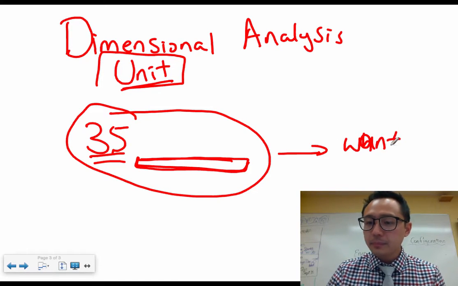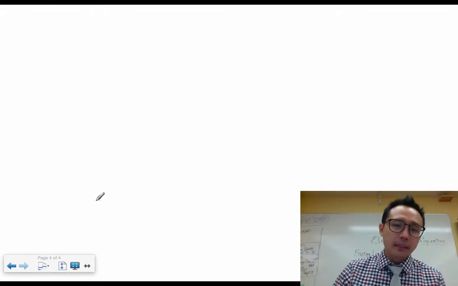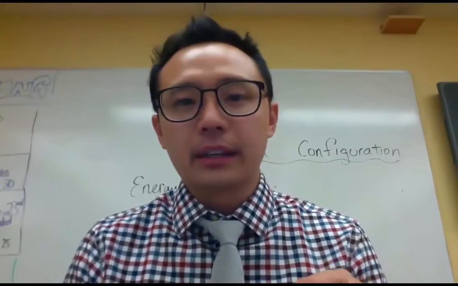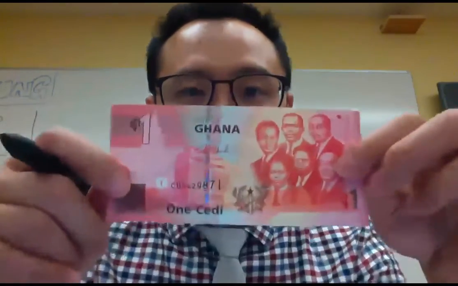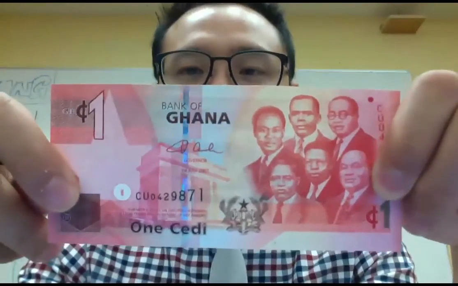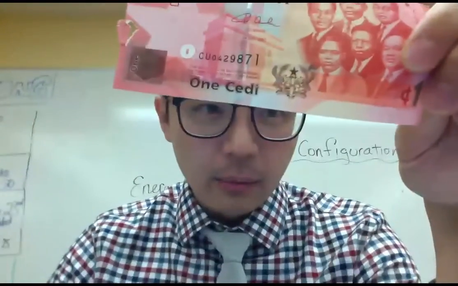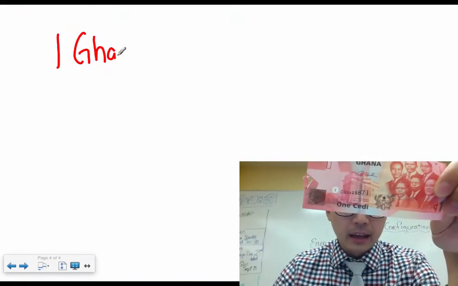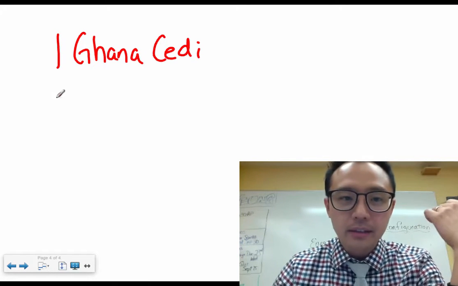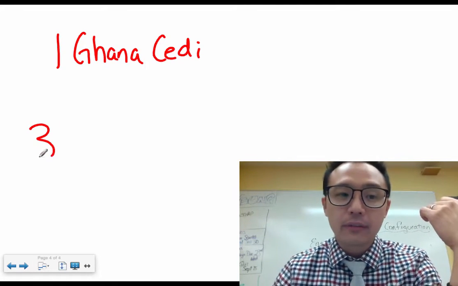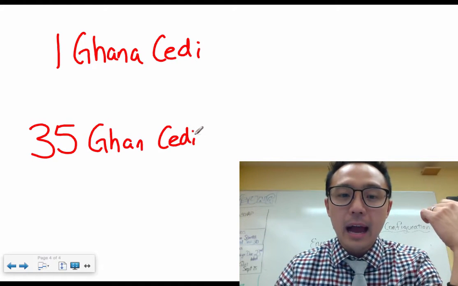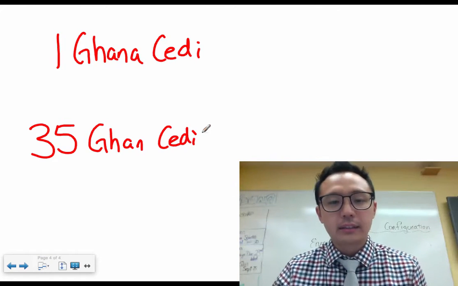And most likely you're given a conversion factor. To give you an example, when I go traveling, I do unit analysis all the time, because if you're traveling, you can't use Canadian dollars. You have to get the local currency. This is one Ghana cedi, and I want to see how many Canadian dollars I would have if I were to have 35 Ghana cedi. So I need to analyze the units and convert that into Canadian.